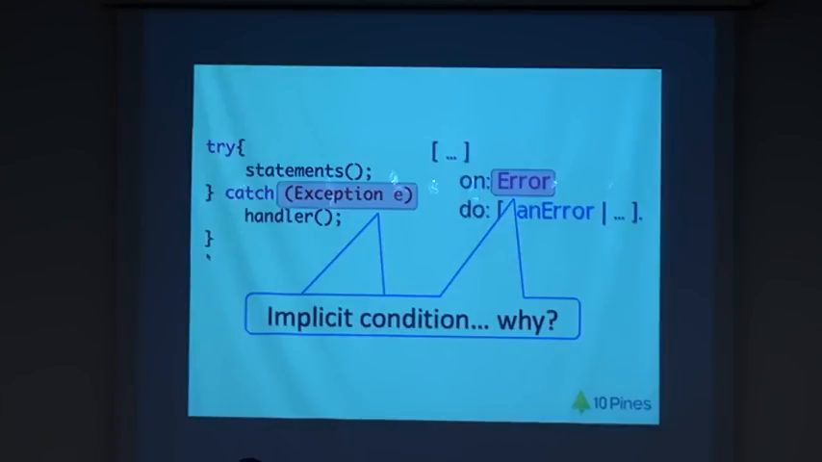I mean, that's the condition for handling exception, but I'm not writing a condition. I'm just putting a class and writing a class. So there is an implicit condition that says internally, it verifies if the instance of the exception is of that class. So why does it have to be implicit?